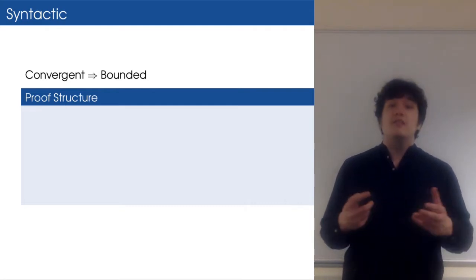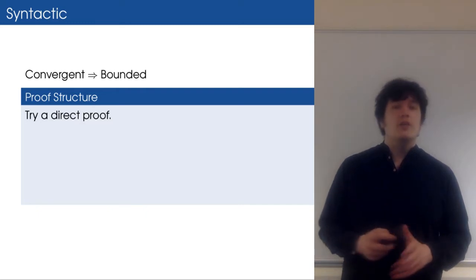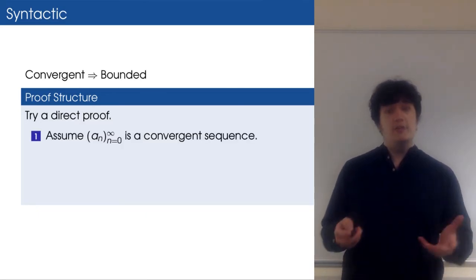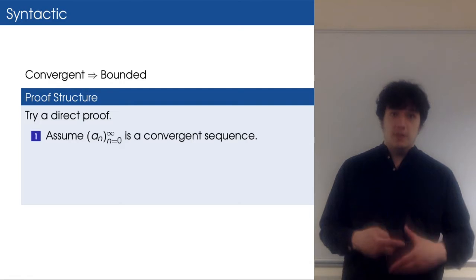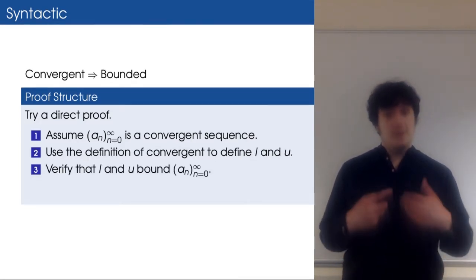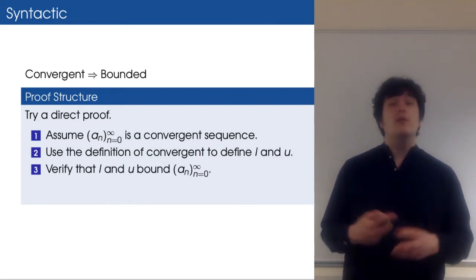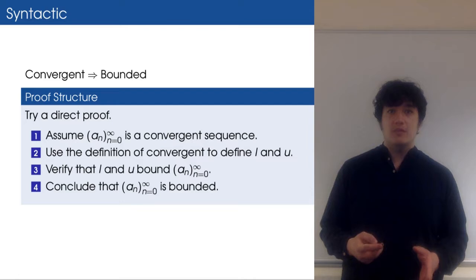Since it's quite a simple logical structure, let's try a direct proof. We're going to start by assuming that we have a convergent sequence. We're going to be using the definition of convergent to define the bounds, and then we're going to be checking that those two bounds actually do bound the sequence, and that will give us our conclusion. So, here's a proof skeleton.